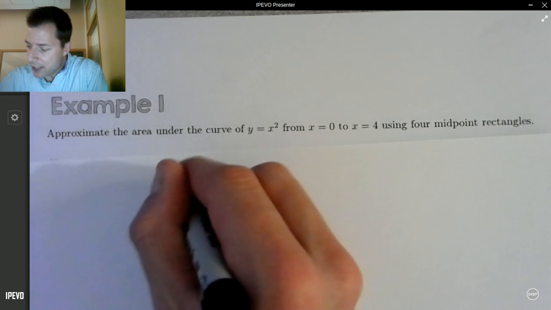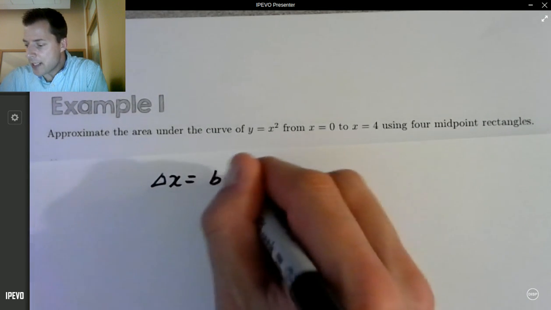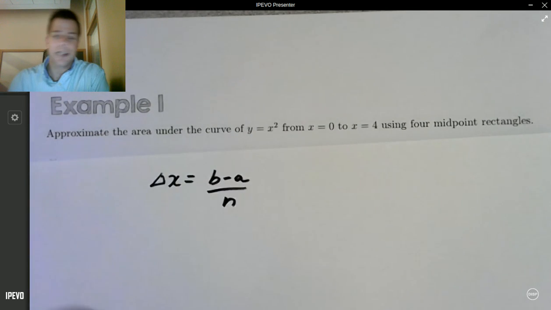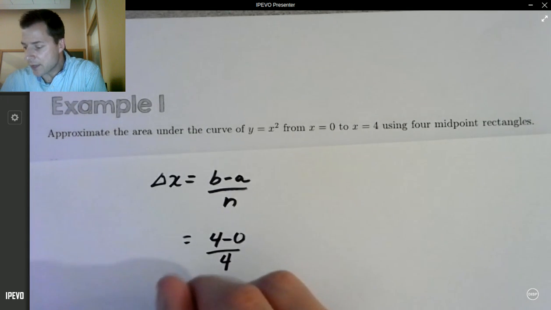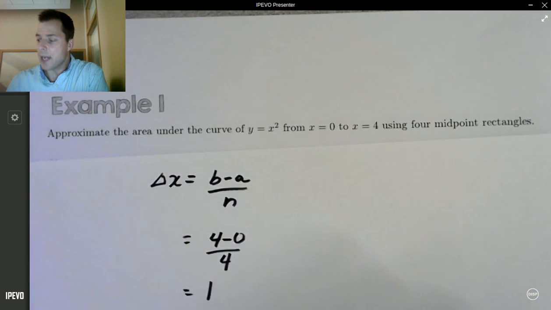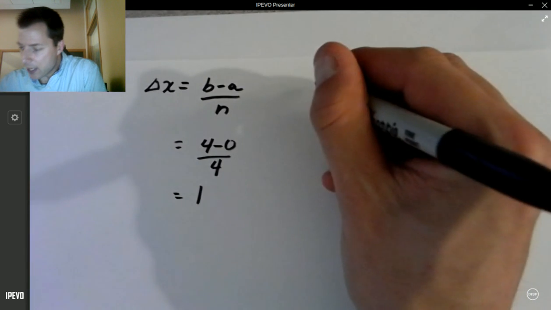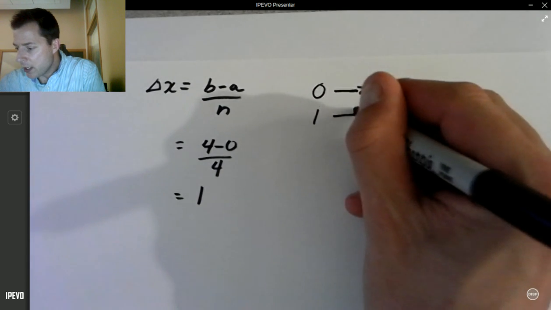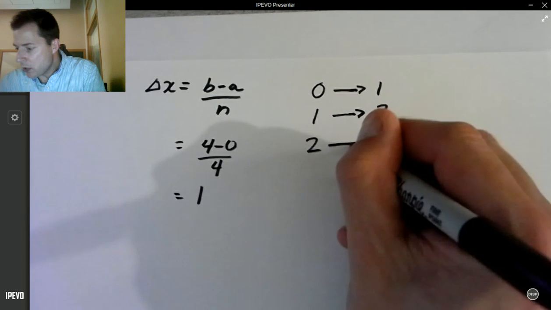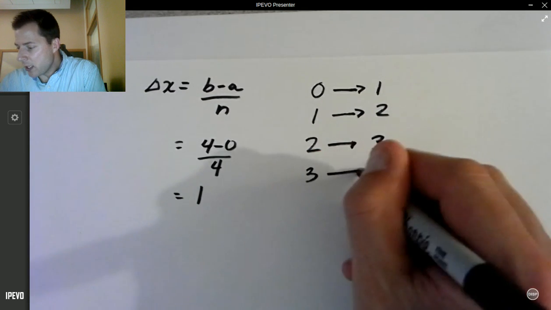Delta x is just b minus a over n. Delta x represents the width of each rectangle on the bottom. So we're just going to have 4 minus 0 over 4 because they asked us for 4 rectangles. So that's our width. Now, remember what I did for all of these. I start on my left, and I say the width is 1, so 0 to 1, 1 to 2, 2 to 3, 3 to 4.